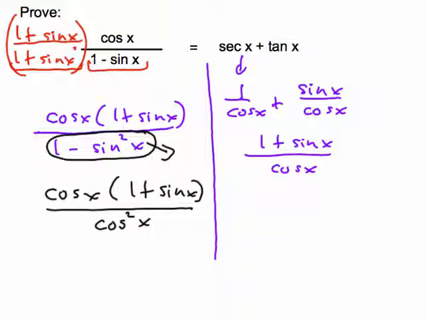And so I make that replacement, and then what I can do is, since we have factors on the top, I can reduce one cos with one cos, and I have shown that the left side is equivalent to the right.